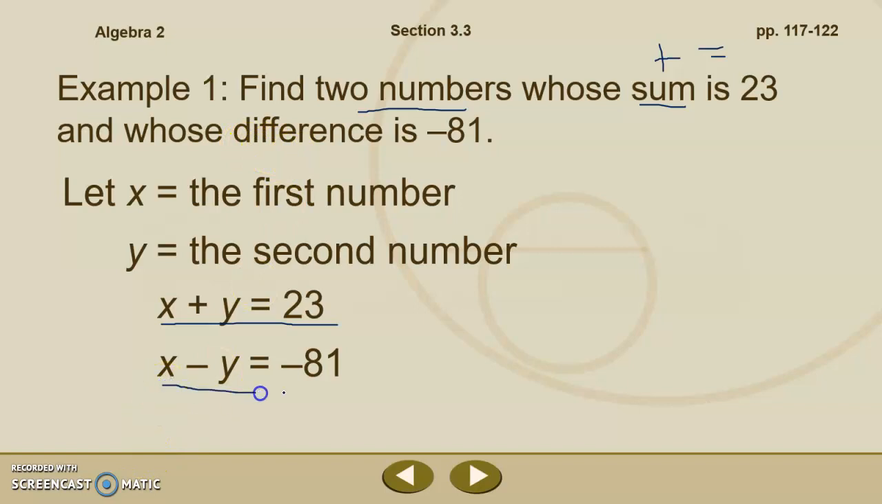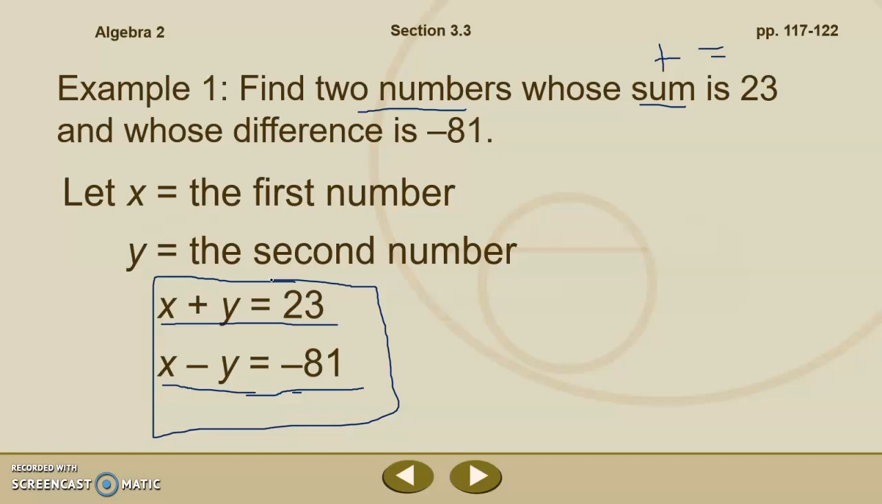So I'm going to write a difference equation. x minus y equals negative 81. And now I've got a system of equations that we could solve. We could solve this by graphing, by elimination, or by substitution. Just taking a look at it, I would say graphing is probably not going to work so well, because I don't want to make a graph that goes to negative 81.